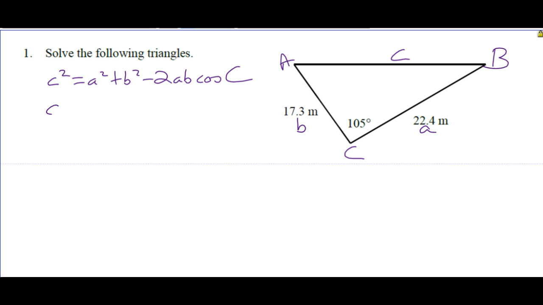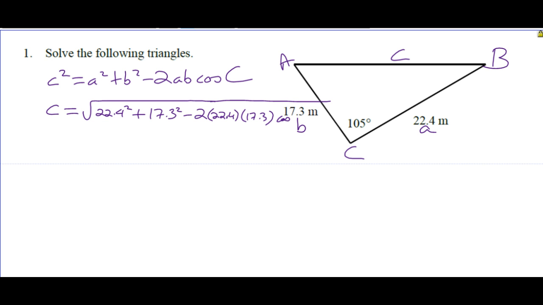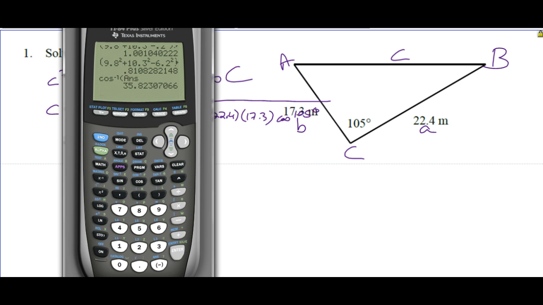Okay, and then you can say, all right, so C is going to be the square root of, and now I'm going to put in the numbers. So A is 22.4, and B is 17.3. And you should be doing this calculation yourself on your calculator, right? Because if you're going to mess up, do it now. Times the cosine of 105 degrees. Okay, so punch that in your calculator. Because you want to make mistakes now. You want to say, okay, what did I do wrong? And you look back and you're going to say, hey, what am I doing wrong here?